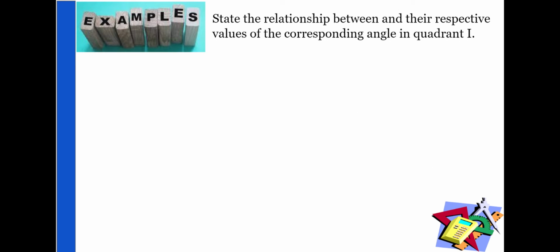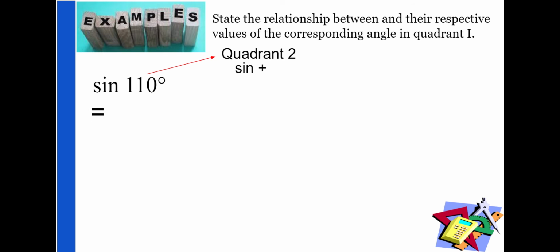Supposing we need to state the relationship between the respective values and the corresponding angle in quadrant 1. Supposing we have sine 110 degrees. Here, the first question is, where does 110 degrees belong? Very good, in quadrant 2. And what is the sign of the sine function in quadrant 2? Very good, it is positive. So therefore, we are going to use sine of 180 degrees minus theta.